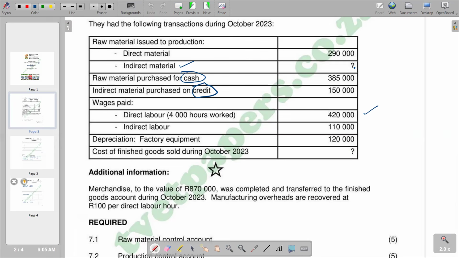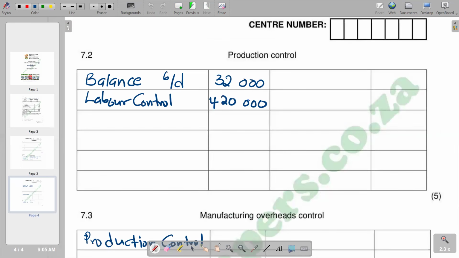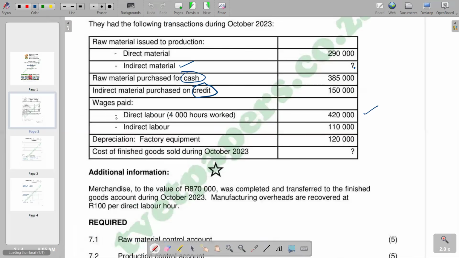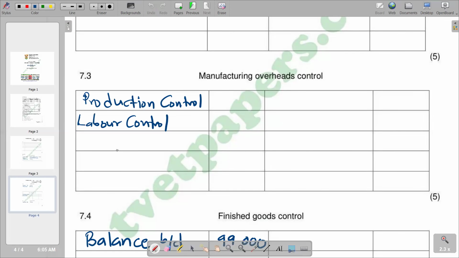So come here, we have got manufacturing overheads control. So we're going to the debit side, whereby we are saying labor control, with an amount of 110,000. And move on to the next one.